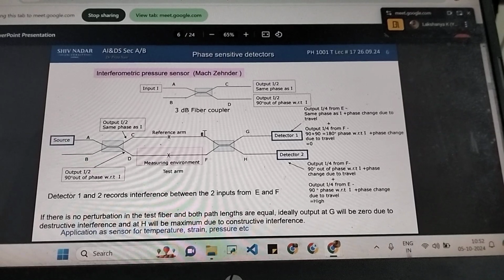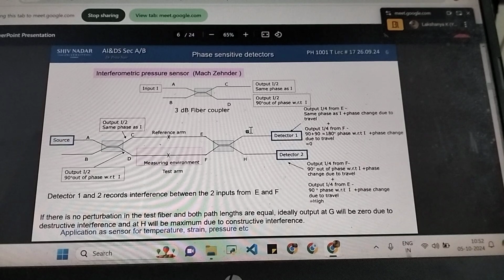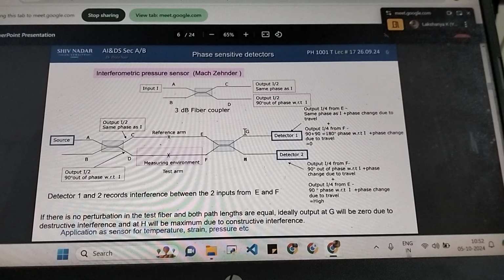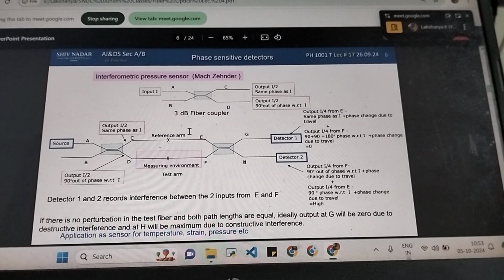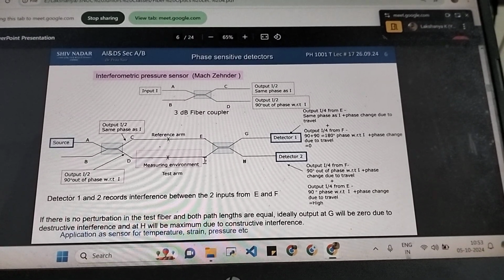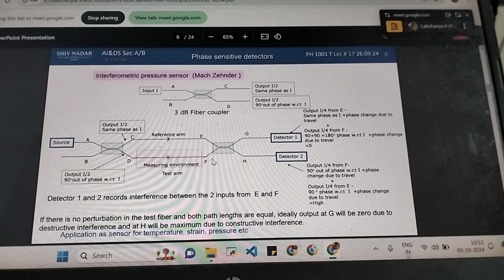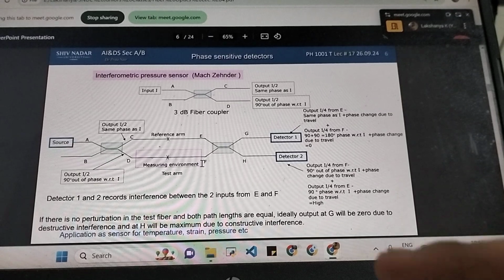So whatever input I got from E, I have divided into two parts. Part 1 is of intensity I by 4 and its phase is 0. Part 2 is of intensity I by 4 and its phase is 90. Part 1 is at G, part 2 is at H. That is about what input I got from E. Okay, we move on to the input we got from F. What did we get from F? We got an input of I by 2 which was already 90 degree out of phase, because of the crossover from A to D.